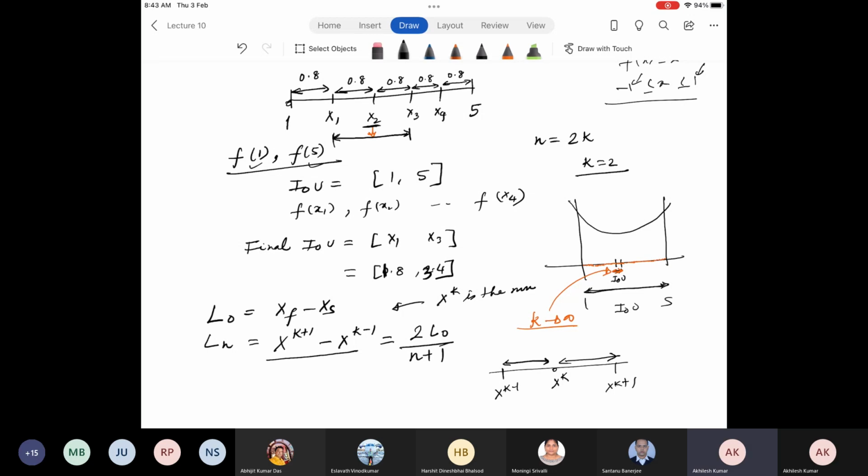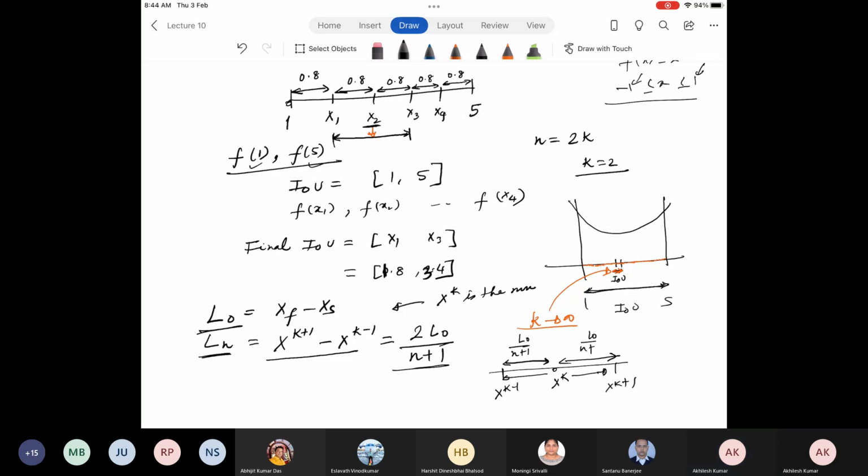Given that L0 is our initial interval length, and I have divided it into n points. What is that? L0 by n plus 1. Very good. So L0 by n plus 1 on this side of the optimum, L0 by n plus 1 on this side of the segment. So total 2 L0 by n plus 1.